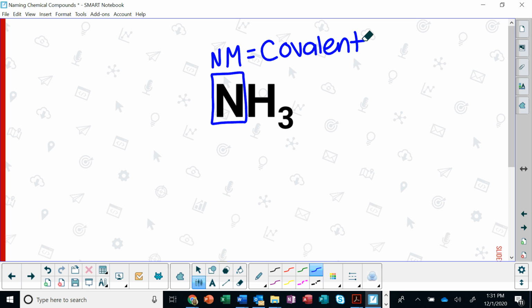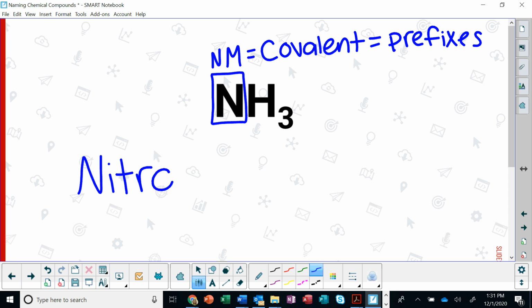If it is a covalent compound, then we are going to need prefixes when we name it. Okay? So let's go ahead and start naming it. N is nitrogen. There is one nitrogen. So the prefix for one is mono, but you never want to start off a compound's name with mono. So if the first element only has one, we're just going to put the name of that element, which is nitrogen.